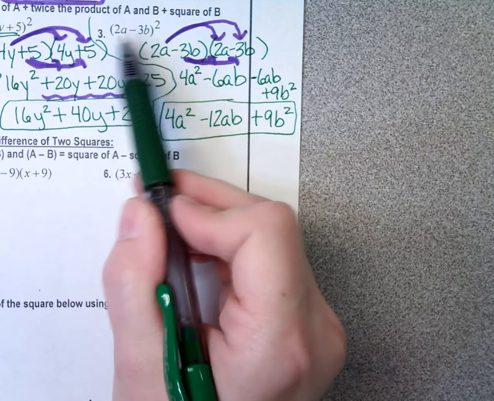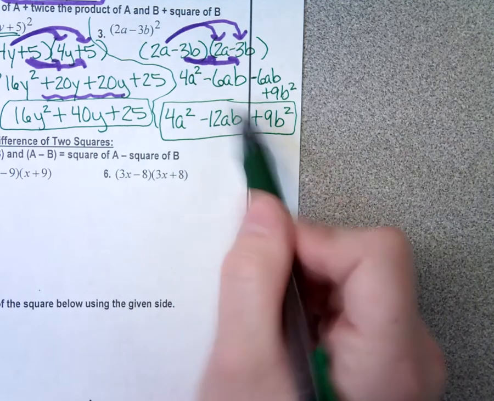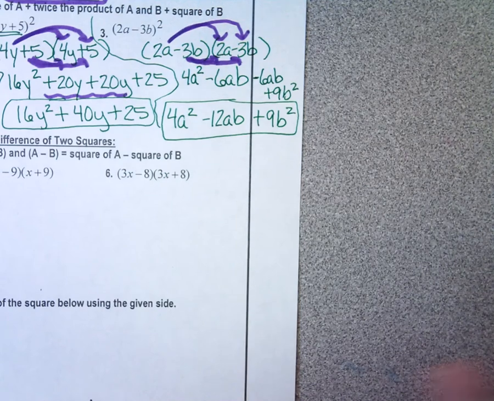And if I double a negative 6ab, I get a negative 12ab. But we'll talk more about that after spring break.